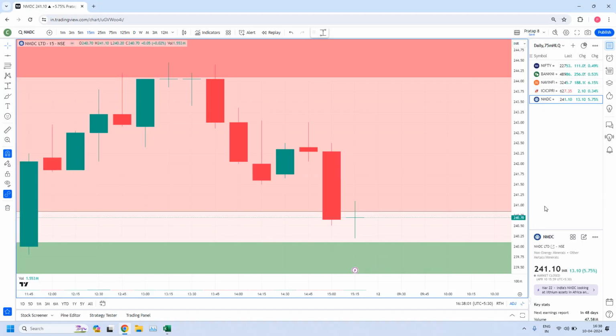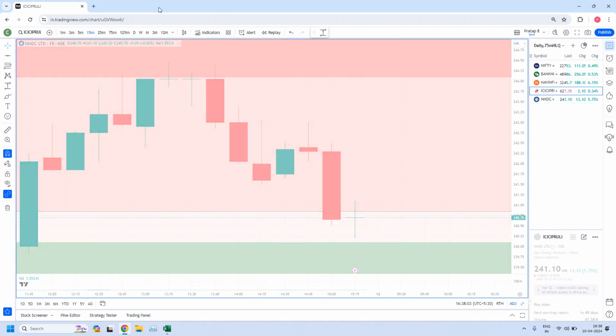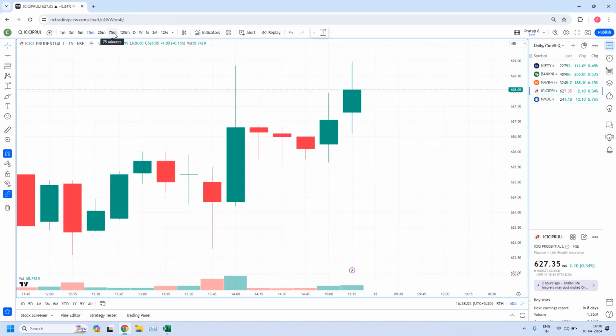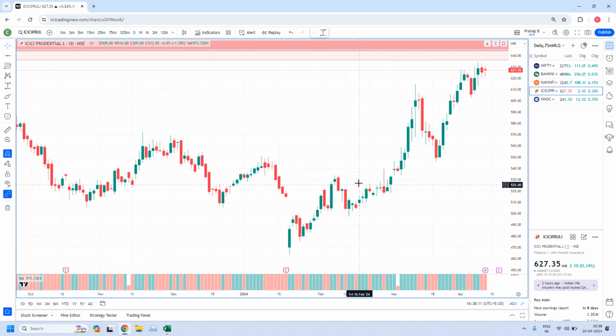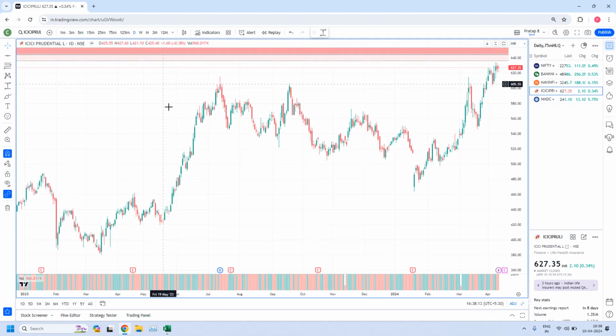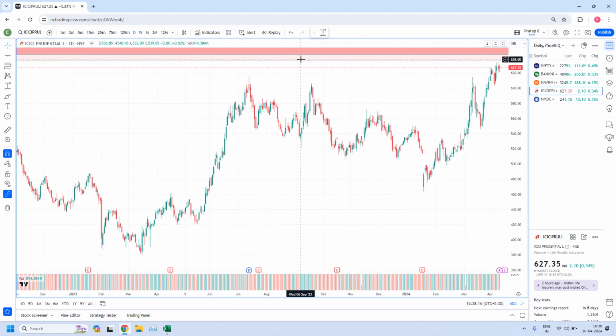And the last one is ICICI Prudential. ICICI Prudential, we already discussed, we want to plan the trade. The reason is, I explained in yesterday's video, this is a 2020 stock zone. The supply zone is from the year 2020. And TradingView 5-minute data is not available.